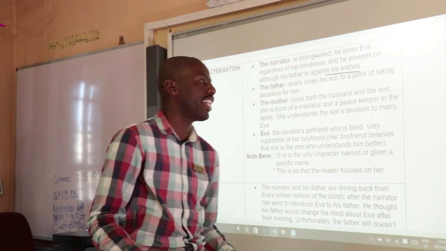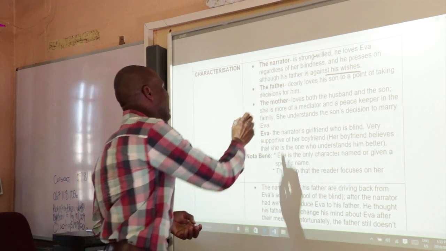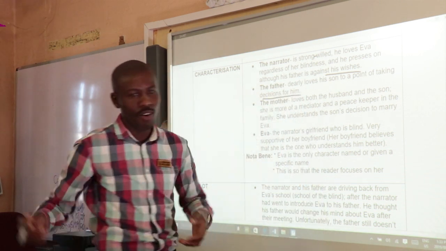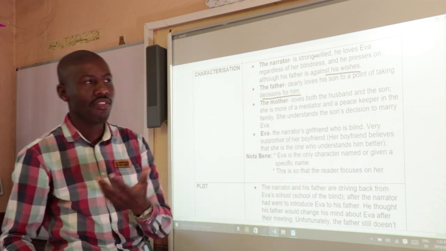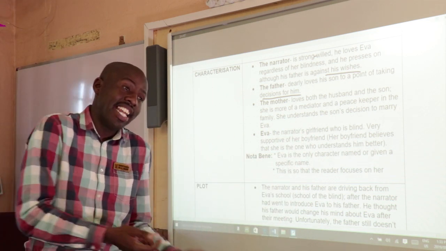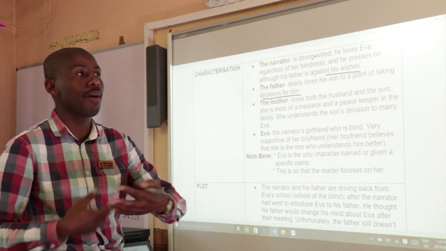Never, it will not happen. The father dearly loves his son to a point of taking decisions for him. Now, we are adults, we are teachers. Is it the right thing when we take decisions on behalf of our children or our learners even? Is it the right thing? Can't we hear them and listen to them and support them?